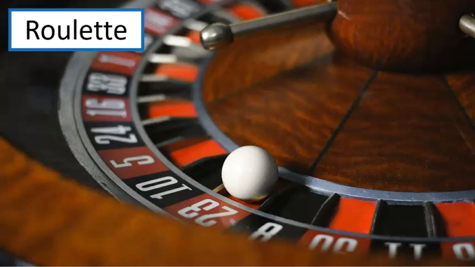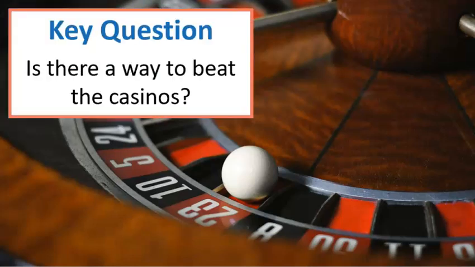In roulette, there's a rotating wheel with slotted spaces. As the wheel spins, a bouncing ball is placed in the wheel. Whichever space the ball lands indicates whether you win or lose money.